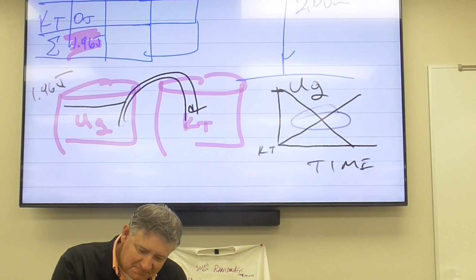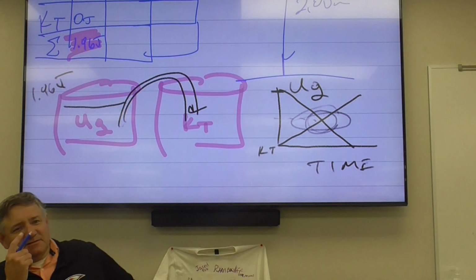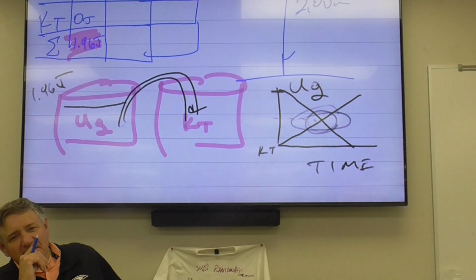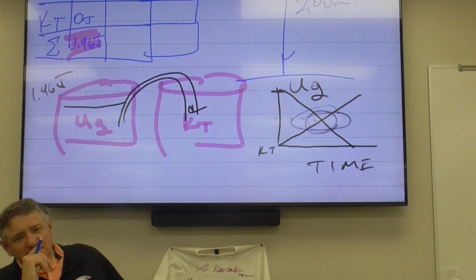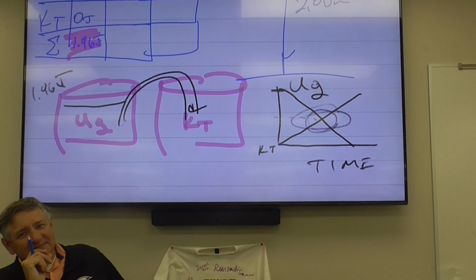Well, let's say they cross right here. Is UG a non-zero value? Oh, it's at 1 meter. And then UG is 0 when it hits the ground. There we go.